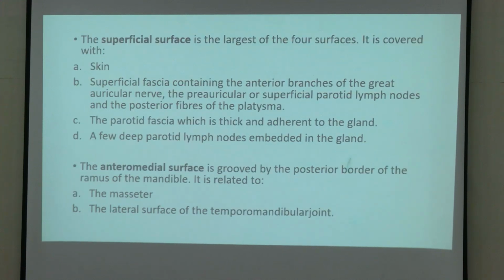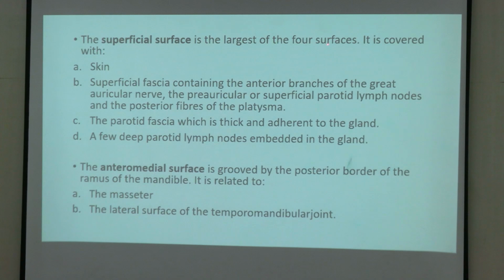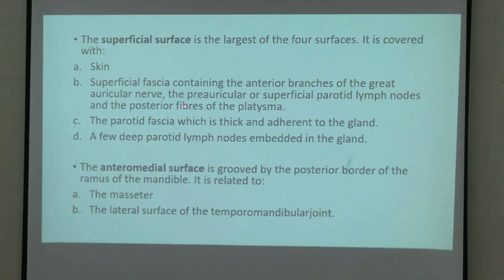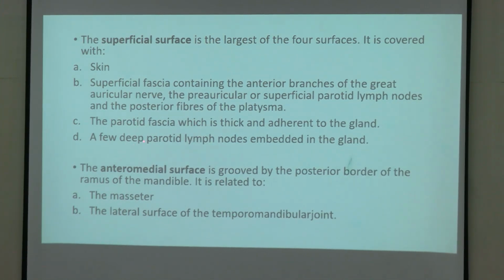The next one is superficial surface. It is the largest among the four surfaces. It is related to your skin, superficial fascia, and also the parotid fascia, that is the superficial lamina of your deep cervical fascia, and it is related to your superficial parotid lymph nodes.